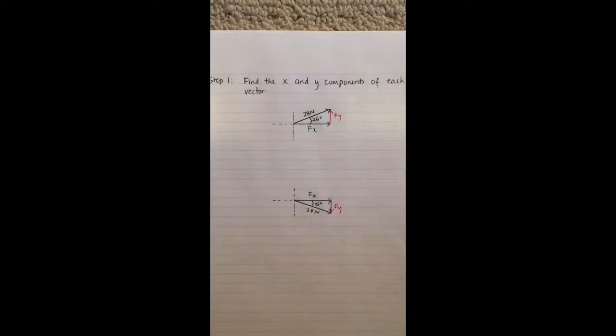So what you need to do is use trigonometry to find the value of those green x components and red y components. So pause the video here for a moment. Think about, should you be using sine or cosine? Do your calculations and then come back and check that your answers are correct.